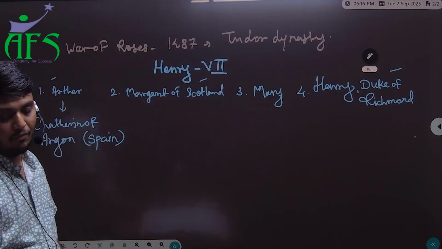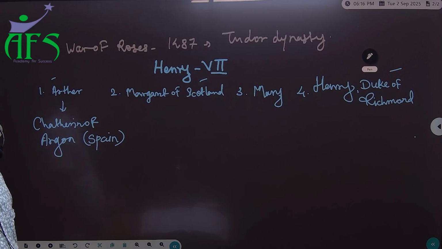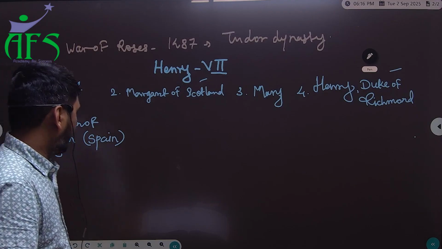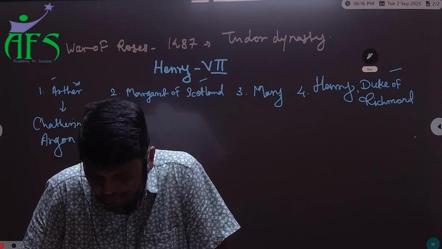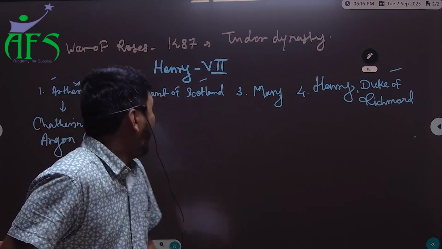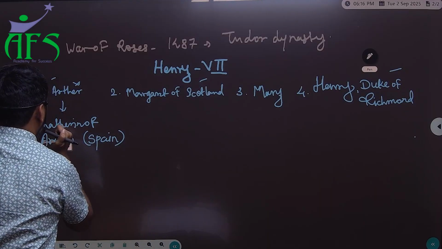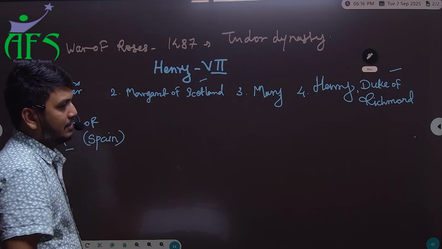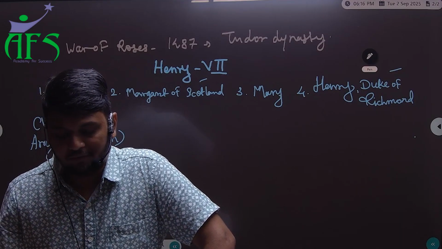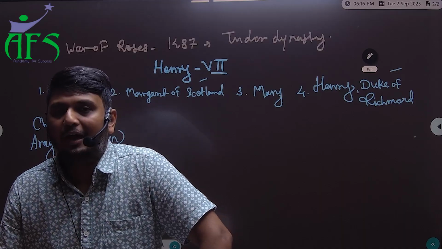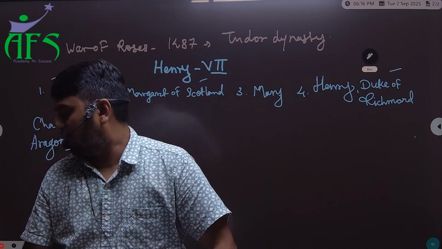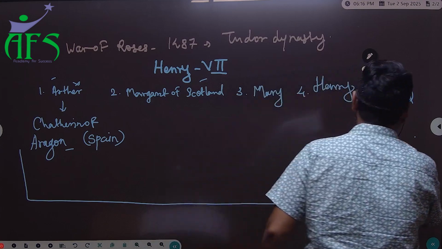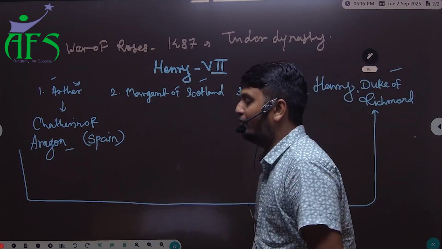When we see this, King Arthur was very short-lived, and he died very early. Catherine of Aragon, this is the name of the queen. As Arthur died very young, what happened? This Catherine of Aragon married Henry Duke of Richmond.